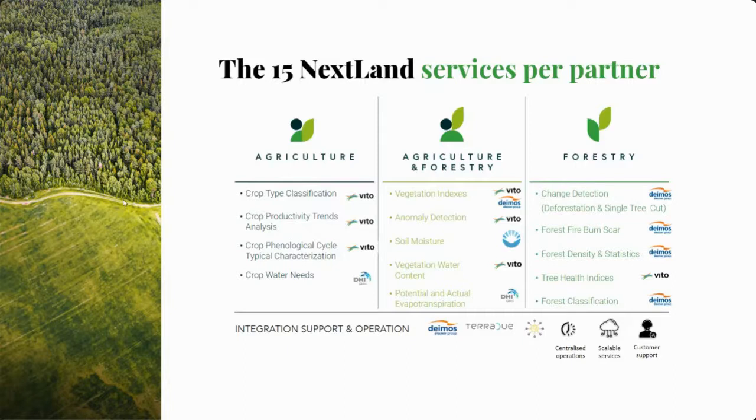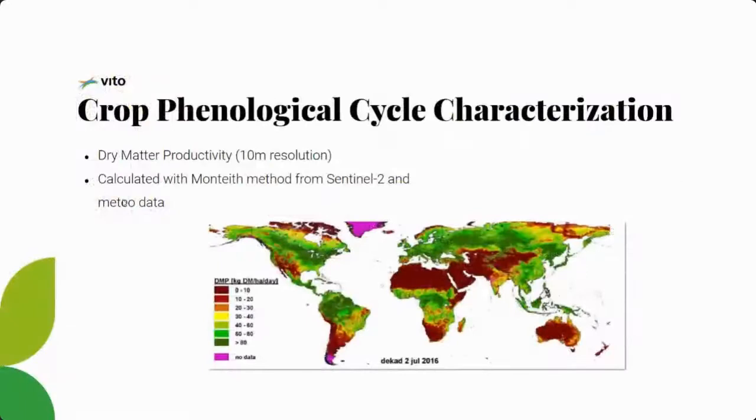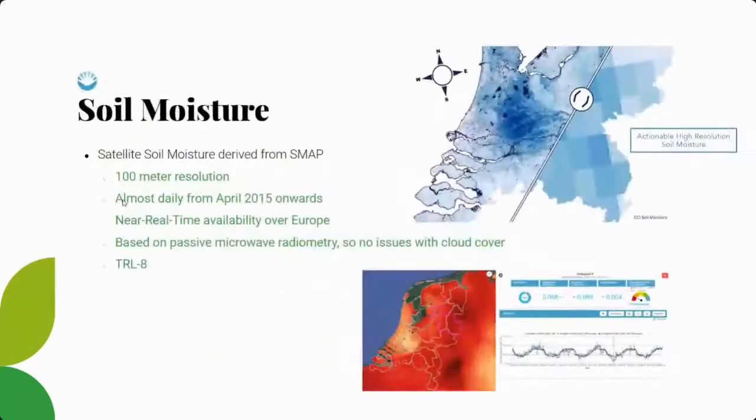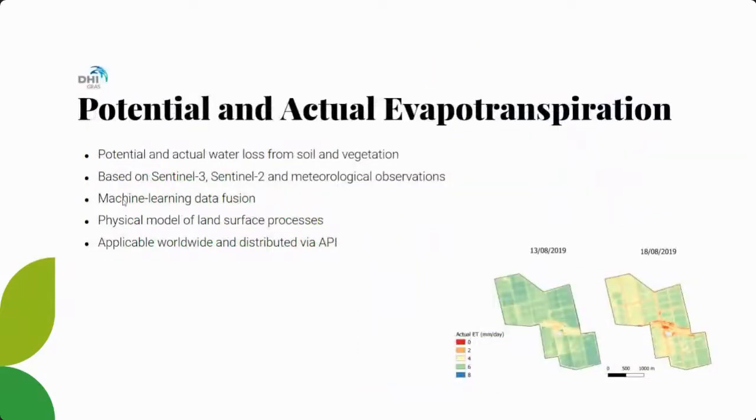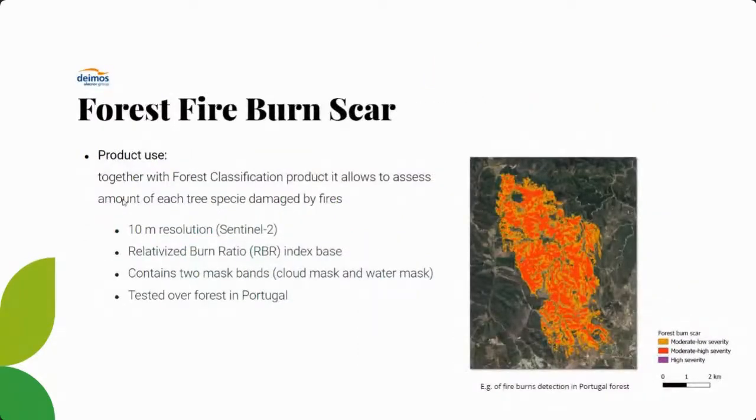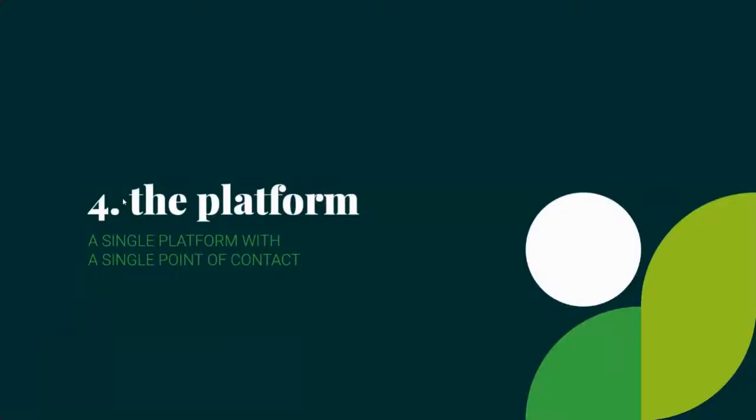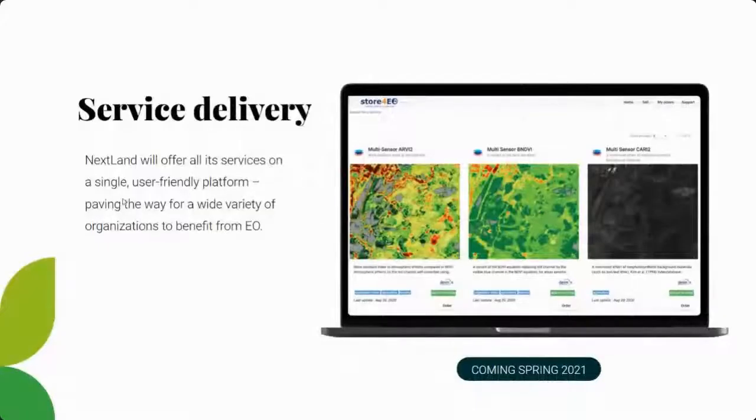As I said, the aim is to have centralized operations, scalable services, and full customer support to provide a better service at a cheaper price. So these are some examples of the services that are within NextLand. I won't go into detail of those. I can share my presentation that has a full set of services that are within NextLand. I tried to include one from each service provider here, but there are a lot more details that I can give you, and the service providers can give you if you contact us.